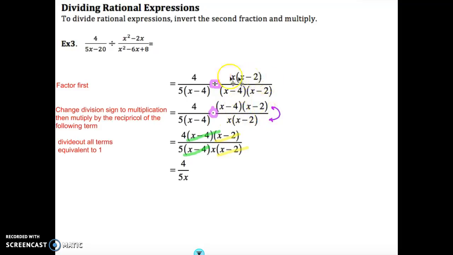So notice how we've swapped. This numerator now has become the denominator and vice versa. Then it's just a case of multiplying numerators together and denominators together and simplifying wherever possible.